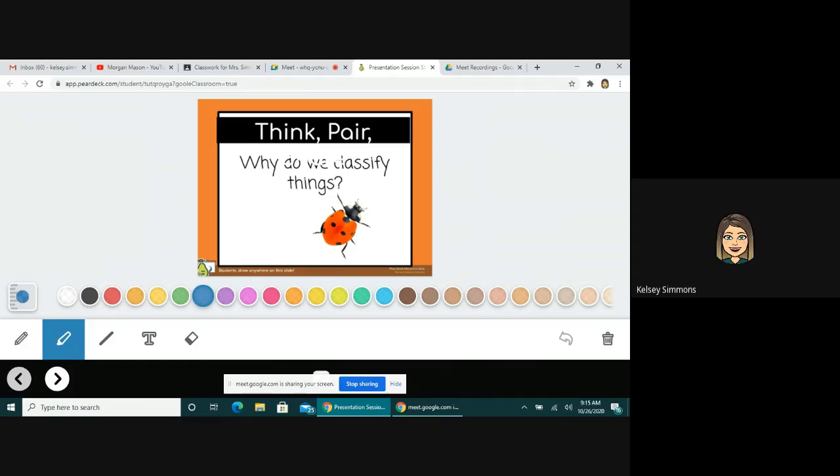When you have an answer, what I need you to do is come down here to this little text spot. If you click it, you can tap on our screen and then you can type your answer. So why do you think we classify things?